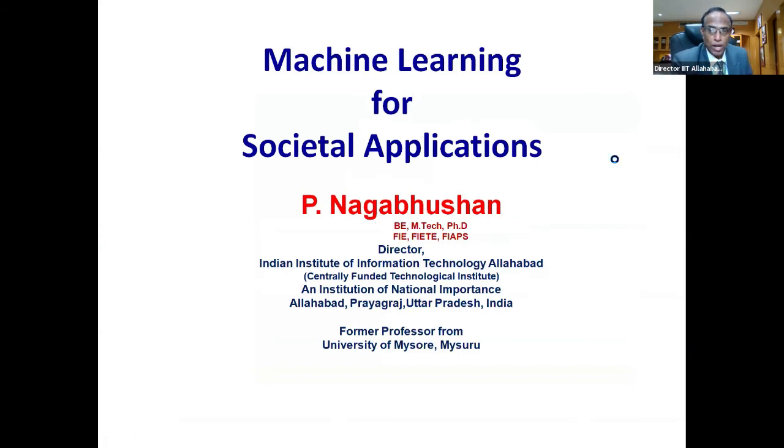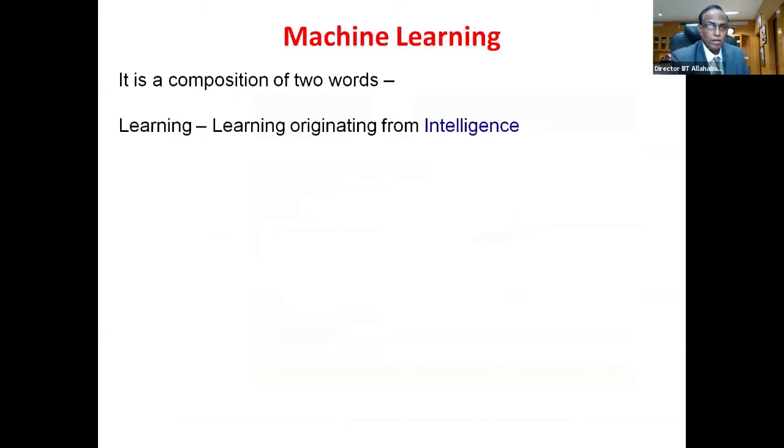I shall go ahead. See, machine learning. This phrase, machine learning, is a composition of 2 words. Number 1, learning. What do I mean by learning? Learning originates from intelligence. Learning is the word originating from the word intelligence. So learning happens because of intelligence.